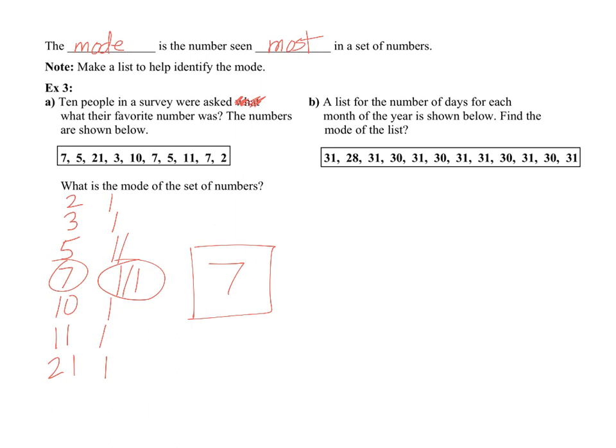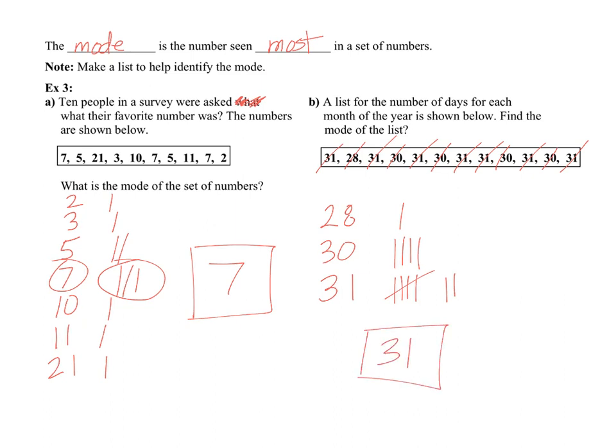Part B, a list for the numbers of days for each month of the year is shown below. Find the mode of the list. What numbers do we have here? We got 28, 30, and 31. How many times do we see 28? One time. How many times do we see 30? 4 times. And 31, 7 times. So 31 is the mode for this list of numbers.